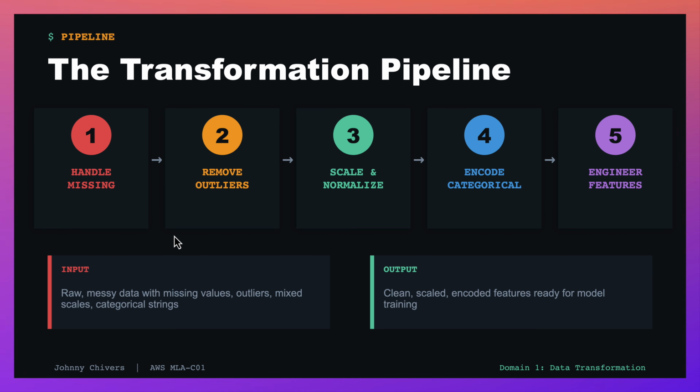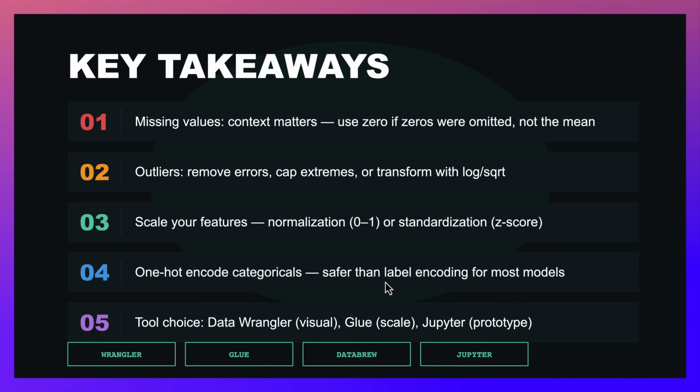And then this is what the transformation pipeline looks like for feature engineering. You want to handle your missing data. You want to remove your outliers. You want to scale and normalize that data. You want to encode the categorical values, and then we turn those into engineered features. Data starts very raw, it's messy, it has outliers, and then we take it through this pipeline and produce clean, scaled, and encoded features ready for model training.